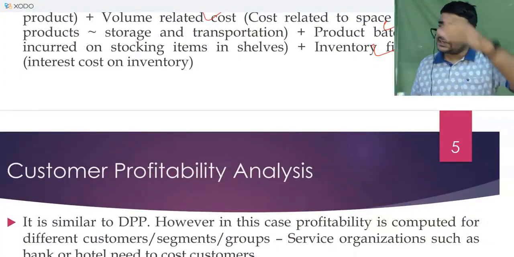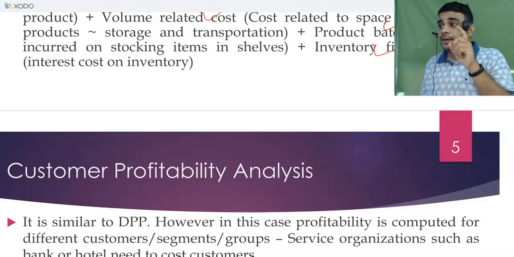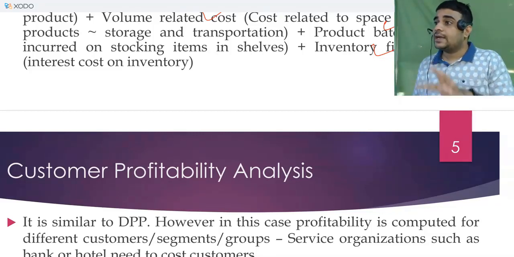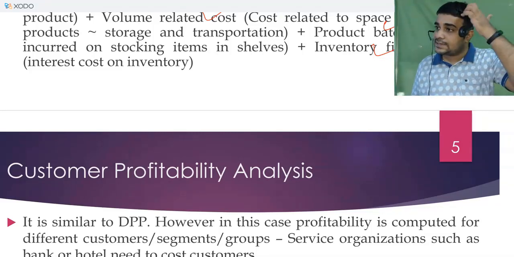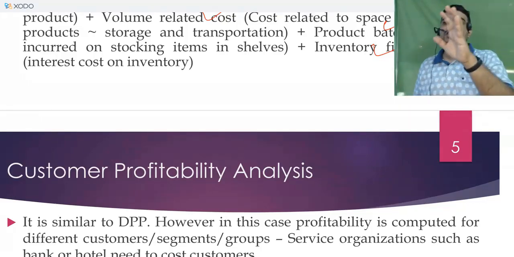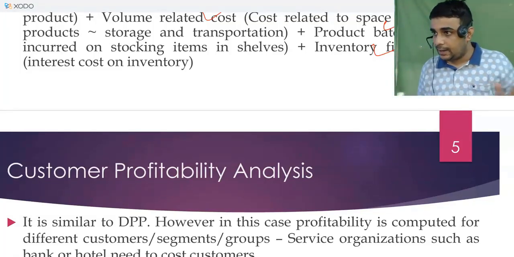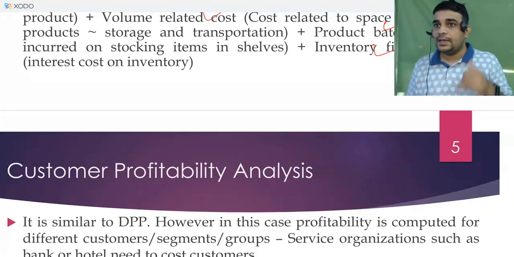Customer profitability analysis is similar to your DPP. DPP is done at a product level. Customer profitability analysis is done at a segment of customer or even an individual customer. You can say you have two segments, wholesale, retail. Or you can say you have customer A, customer B, customer C, customer D. You can prepare a profit statement at a customer level as well as at a product level.